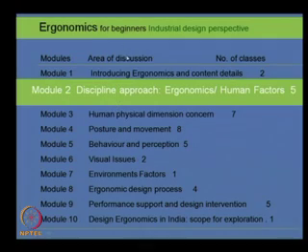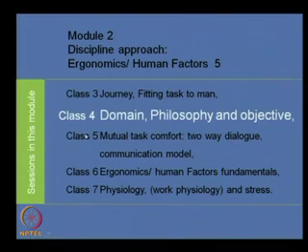Welcome to this fourth session on ergonomics for beginners, an industrial design perspective. Now, this is under module 2, the discipline approach: ergonomics and human factors. So, there are a total of 5 classes, and today is the fourth class, and in this module it is the second class, that is domain, philosophy and objectives.